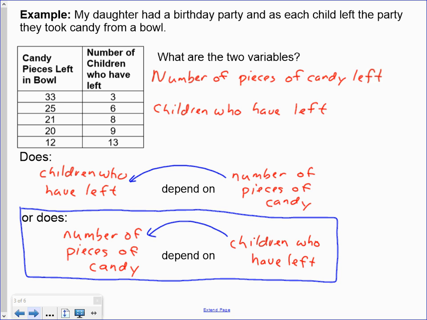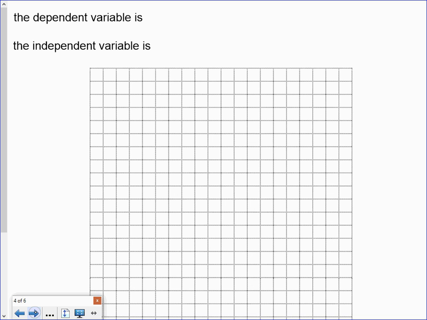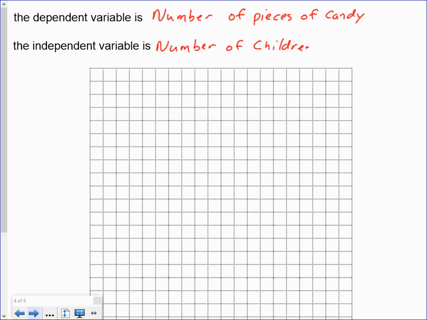So if the number of pieces of candy depends on the number of children who have left, then we know what our dependent and our independent variable are. Our dependent variable is number of pieces of candy. And our independent variable is number of children who have left.